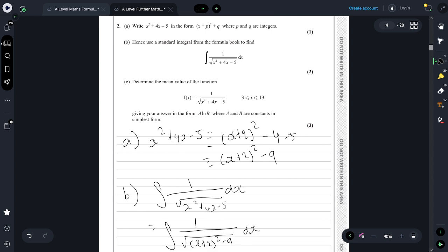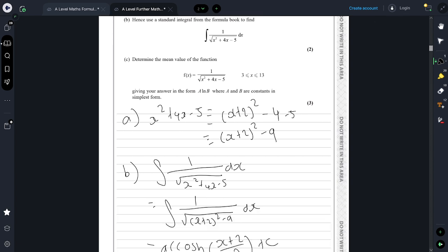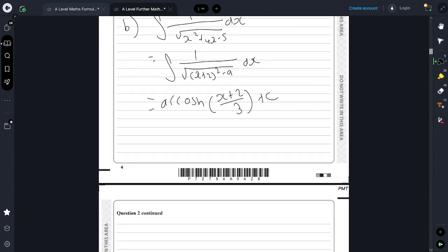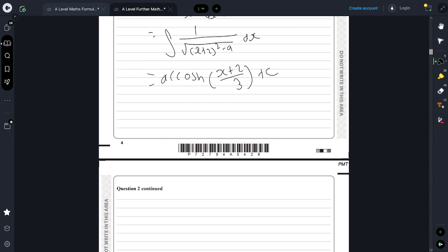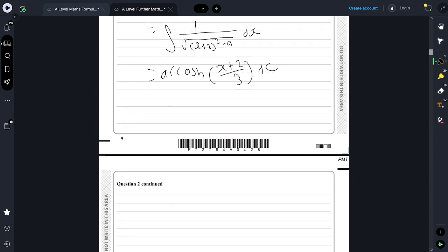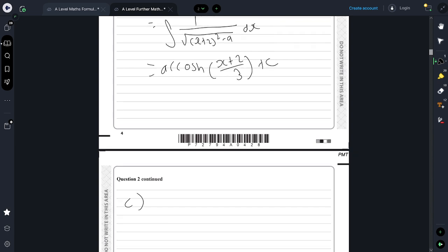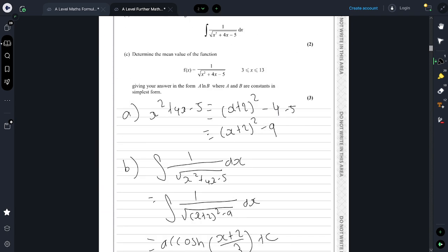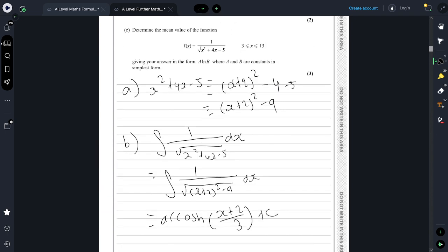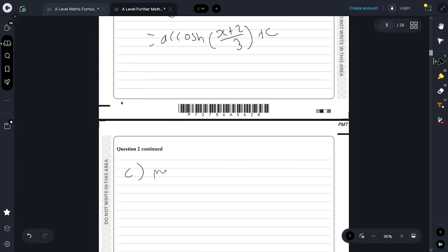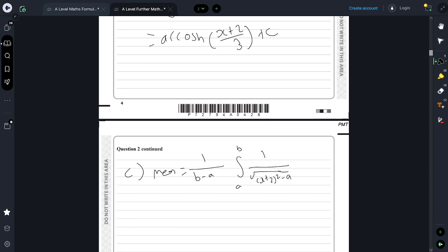Then it says determine the mean value of this. What I notice here is that this is in terms of logs. But hang on, we'll leave that in a minute because I'm thinking convert this to the log form, which is also in the formula book. But anyway, part two. So the mean value of this function. You should know the mean is 1 over b minus a of the integral from a to b of the function we have. So 1 over root x plus 2 squared minus 9 dx.